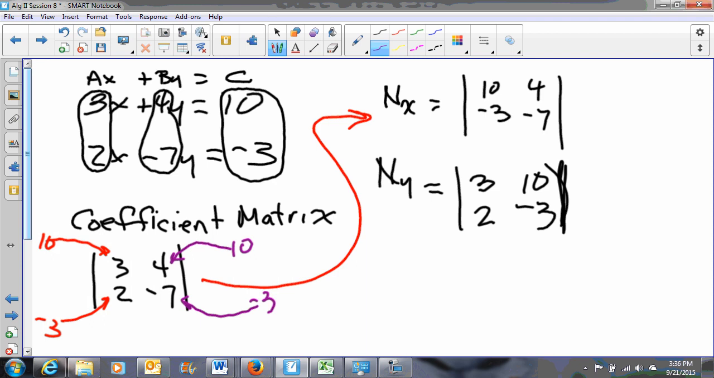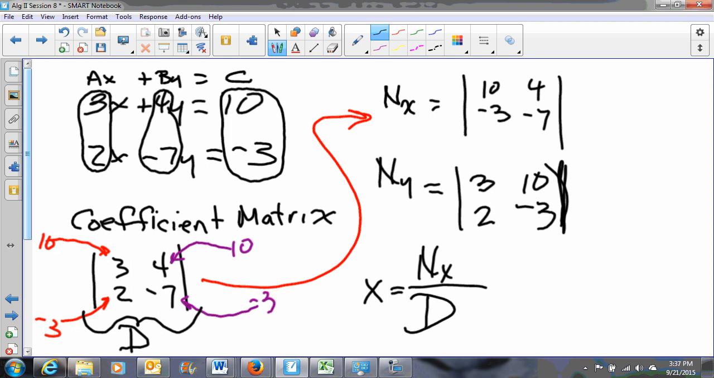Now Cramer's rule basically says that if you have a system, x will be n sub x over the coefficient matrix. Oh, I didn't mention this. Usually, I like to refer to the coefficient matrix as big D. So Cramer's rule says that x will be n sub x over big D. In other words, n sub x is the value of this 2 by 2 determinant right here, and big D is the value of this determinant right here. And it also says that y will be equal to n sub y over big D.